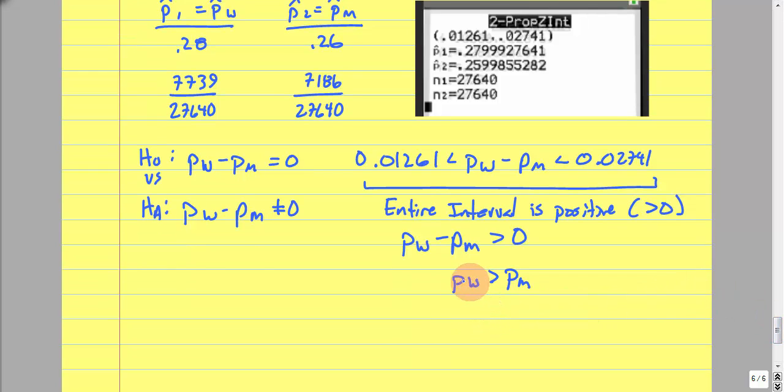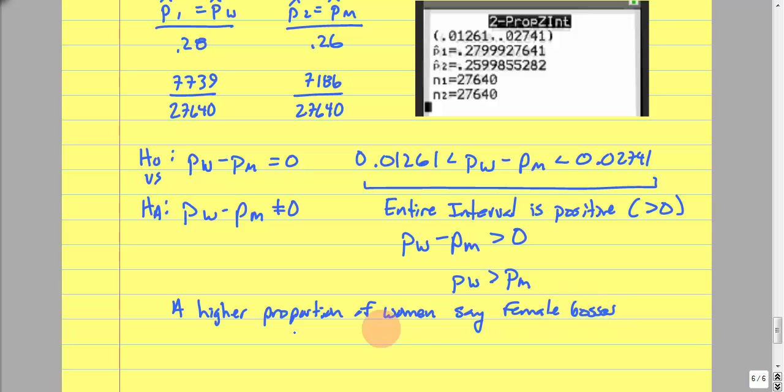So the conclusion that we can draw here then is this confidence interval, because it's entirely positive, supports the conclusion that a higher percentage or a higher proportion of women say female bosses are harshly critical. And that's because the entire confidence interval is positive. So those are the types of conclusions that we can draw from a confidence interval. Now remember, this is not a true hypothesis test. We haven't run everything here, but because this entire interval is positive, that leads me, I could reject H0 in favor of the alternative hypothesis that there really is a true difference. And because it's positive, I can say that this is the direction of the difference.